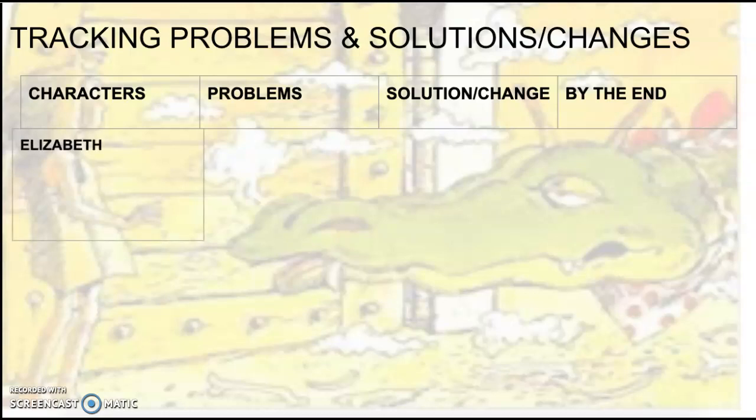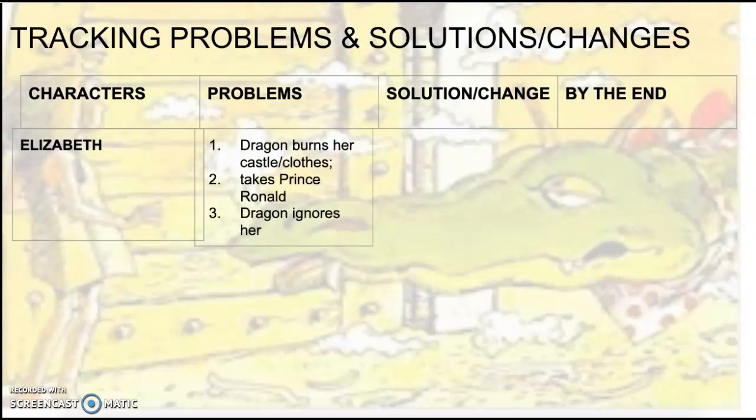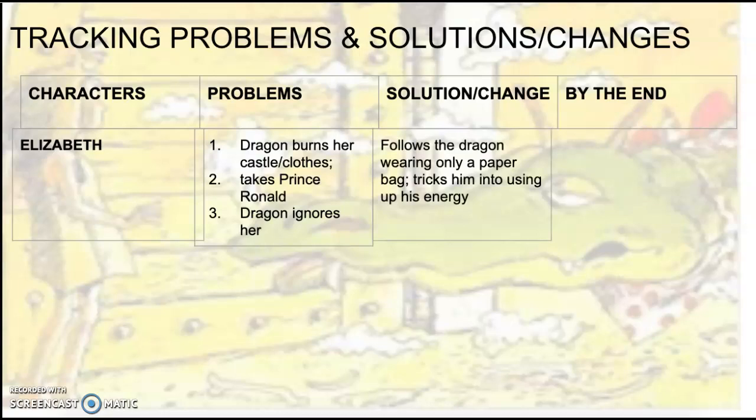Elizabeth was our first character. She had multiple problems. Some of her problems were that the dragon burns her castle and her clothes. Another problem she faced is that the dragon took Prince Ronald, who she had hoped to marry. And her third problem was that when she was first dealing with the dragon, he sort of ignores her and tells her to go away. What solutions did she have? Well, she follows the dragon wearing only a paper bag, and then the other solution is that she tricks him into using up all of his energy.